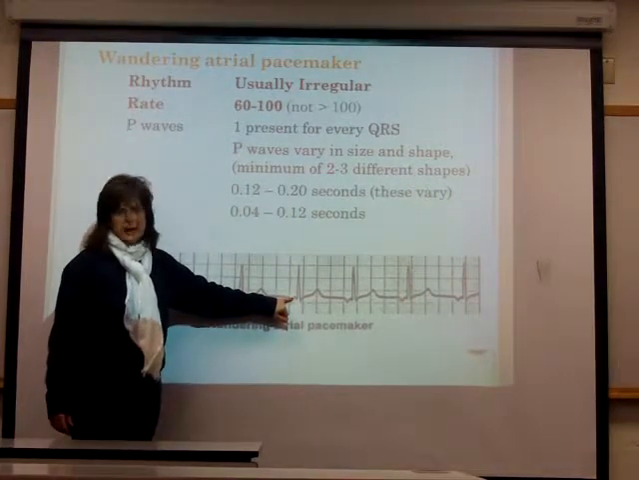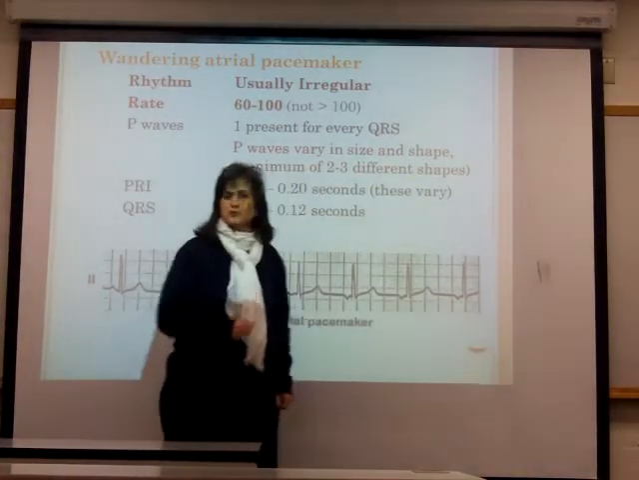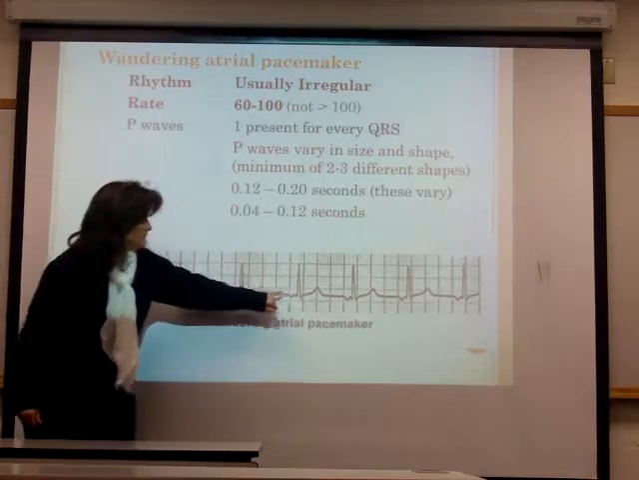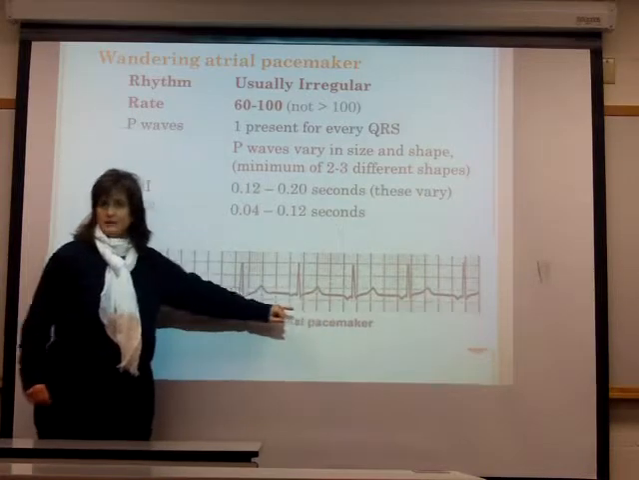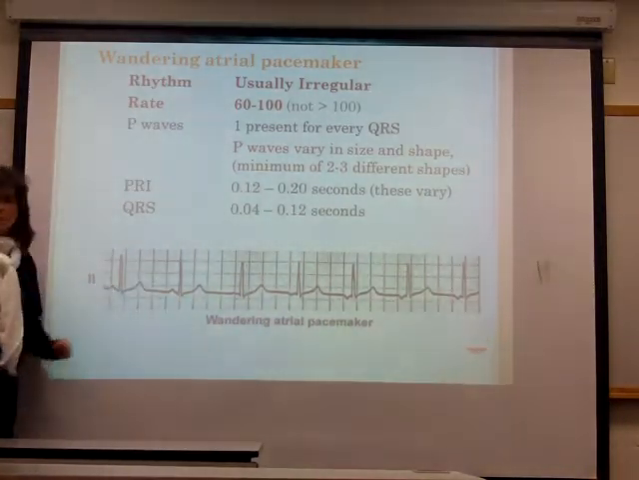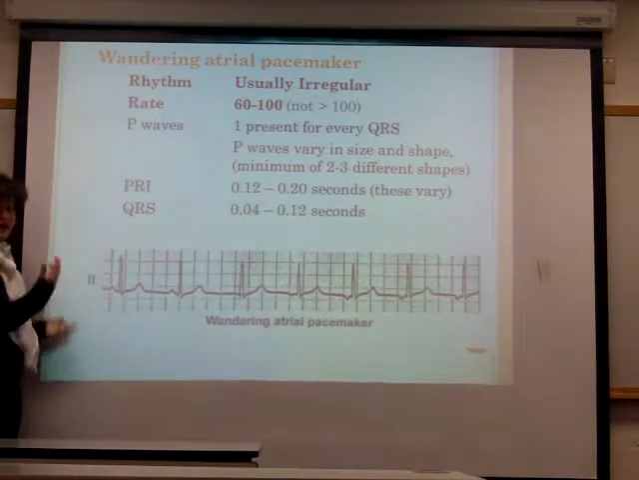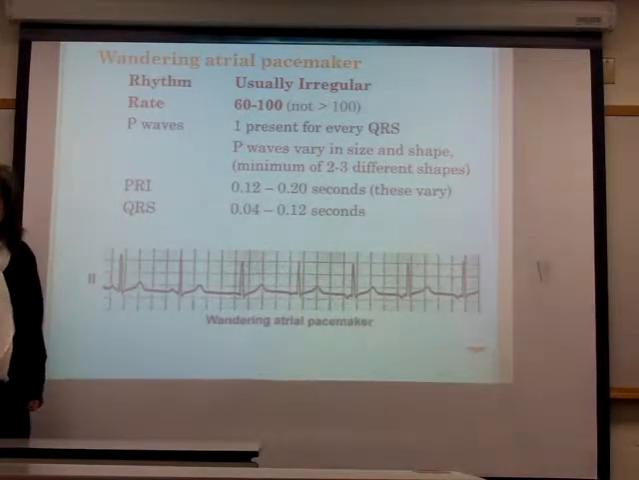Now you're seeing a definite inversion, and in here, and the rest of it is absolutely inverted. So I've got 3 distinctly different, actually I've got probably 4 distinctly different looking P waves in this 6-second strip. So it's clearly a wandering atrial pacemaker. Again, I'm going to look at my PR interval. Can I measure it? Sure, but it may vary as well, but it's usually within the normal limits.